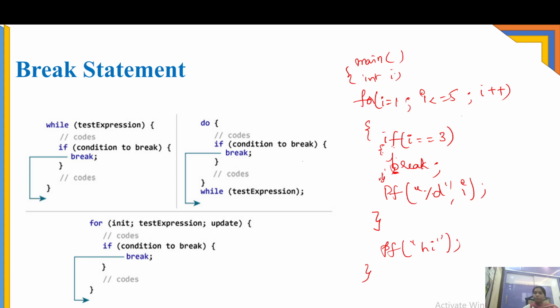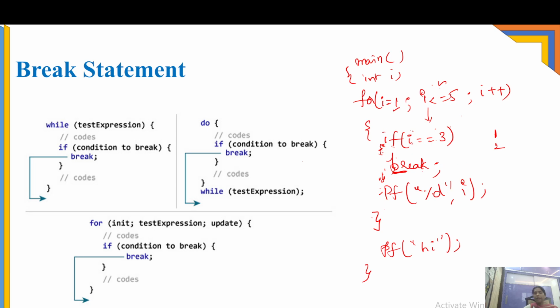Okay. So i = 1, 1 <= 5, condition true. So it will enter into the loop. i == 3? Is 1 equal to 3? No, condition fails. It will not execute the break statement. It will execute the printf statement. 1 will be printed. Next, 2 <= 5, condition true. 2 == 3? No, break will not be executed.